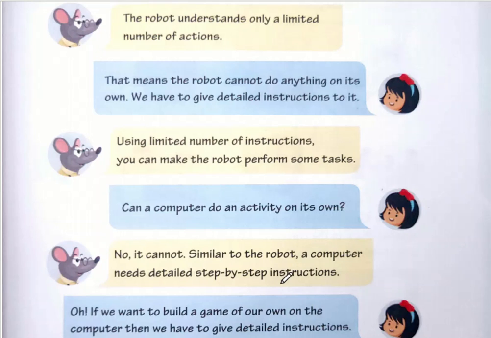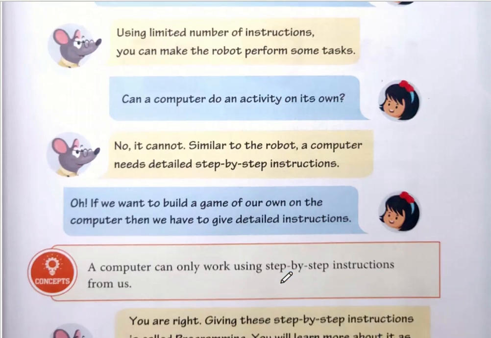If we talk about any machine, no machine can do any activity on its own. For everything, we have to give instructions to that machine, whether it is a computer, a toy car, or a remote control based robot. So every machine waits for instructions. Whenever we give instructions to it, only then does it perform the actions.